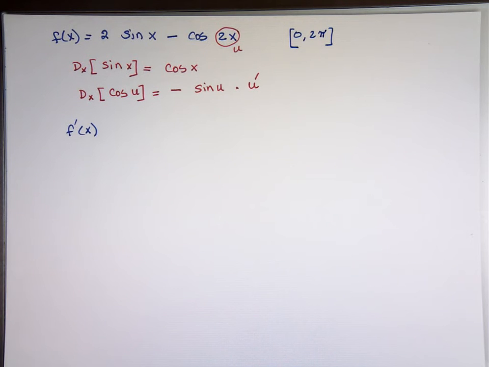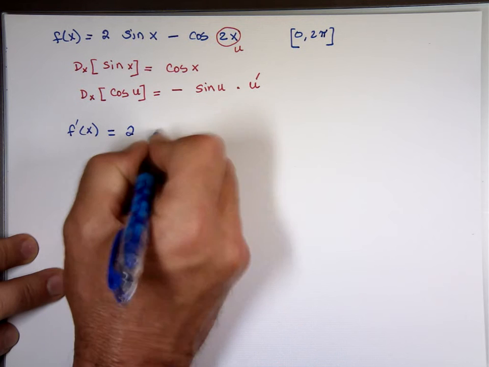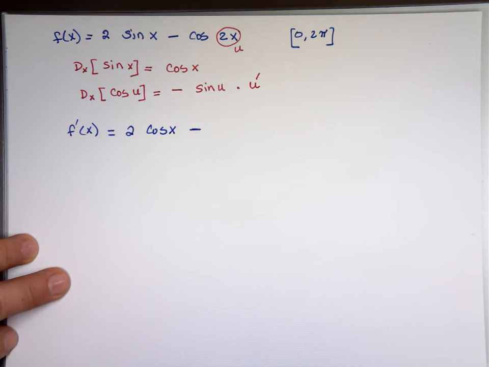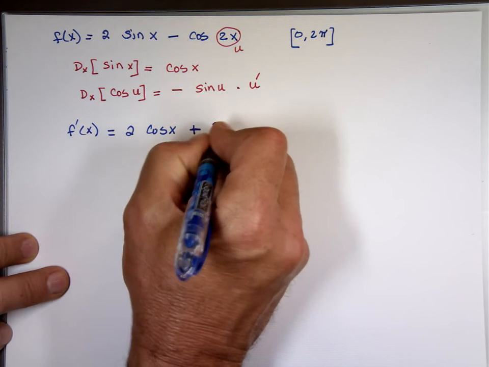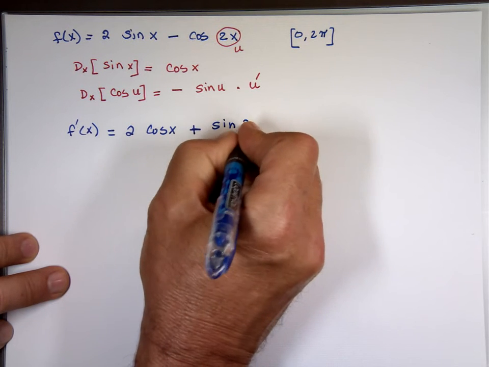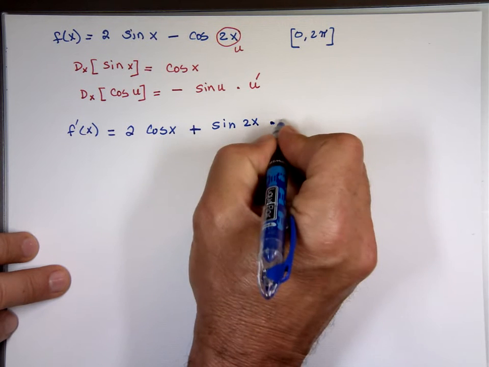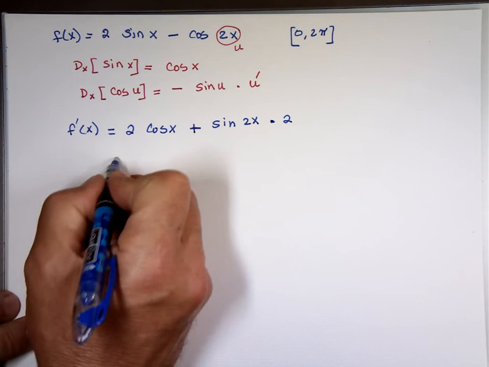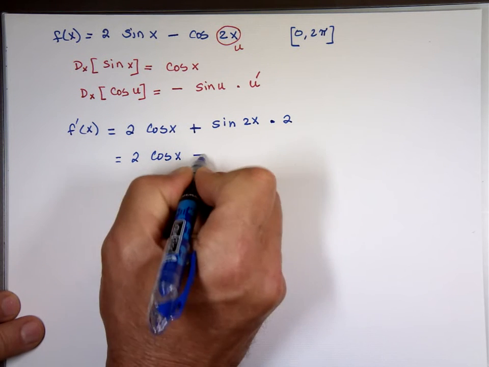So f prime of x is going to be 2 times the derivative of sine, which is cosine of x. This is the minus sign. What is the derivative of cosine? Negative sine, that will make it a positive sine 2x times the derivative of 2x, which is what? 2. So you end up with 2 cosine x plus 2 sine of 2x.